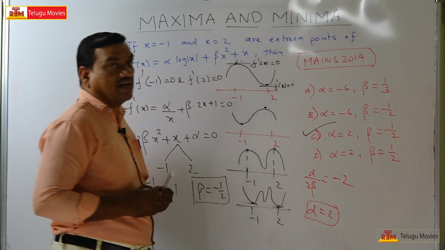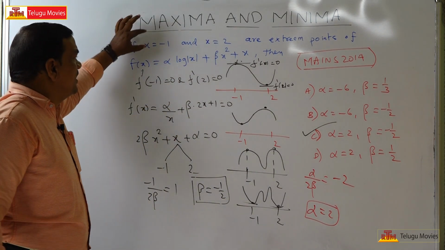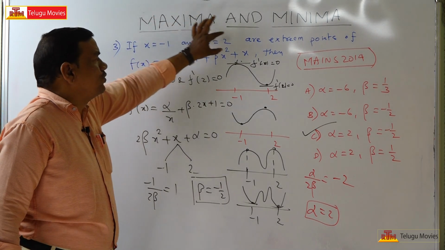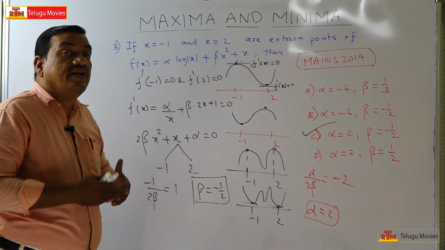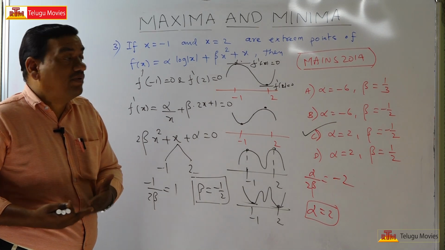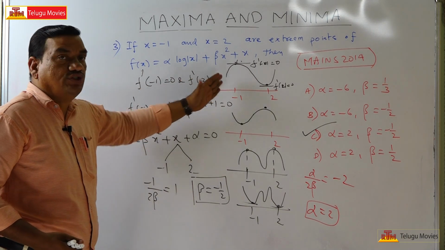C is your correct answer. Okay, right. So, here the first thing to observe: x is equal to minus 1 and x is equal to 2 are points of extrema, so there you will get either a maximum value or a minimum value. At that point f dash of minus 1 is equal to 0 and f dash of 2 is equal to 0.